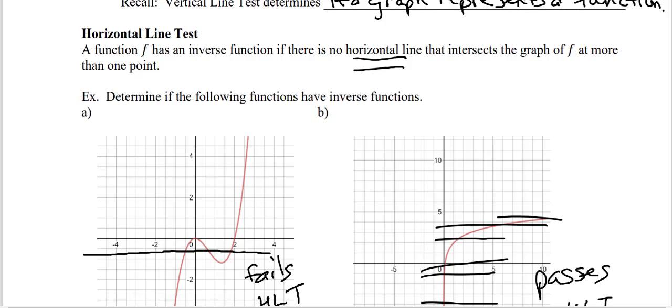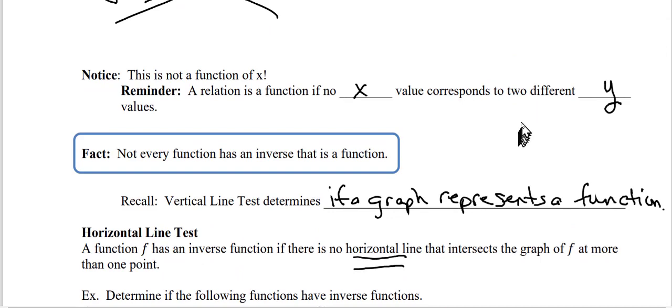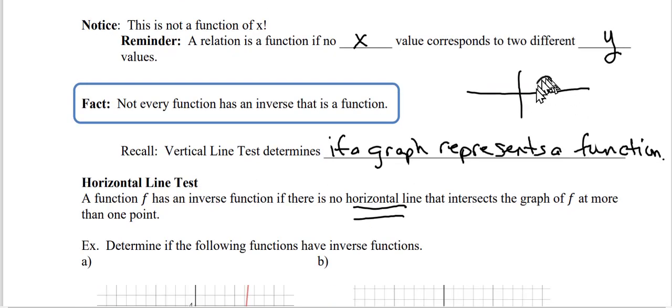Remember, the reason the vertical line test works is because, let me draw something that doesn't. Let's say a circle. We have intersection points here and here. That means for this one x value, we have two y values that correspond to it. That's a violation of it being a function.